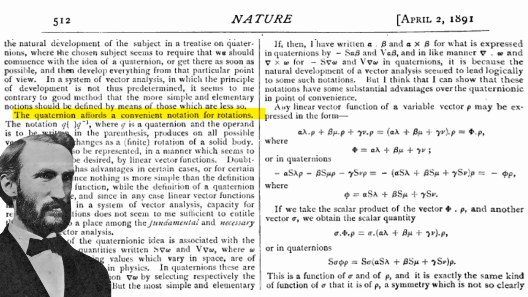Gibbs then tried to explain that, though he agreed with Tait and Hamilton that the quaternion affords a convenient notation for rotation, using alpha dot beta and alpha cross beta for what is expressed in quaternions by negative S alpha beta and V alpha beta, and in a like manner, del dot w and del cross w for negative S del w and V del w in quaternions, have some substantial advantages over the quaternionic in point of convenience. By the way, how prescient was Gibbs? That is exactly, and I mean exactly, what most physicists believe today.